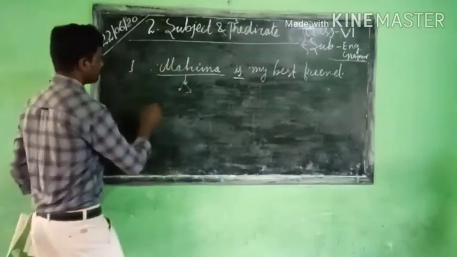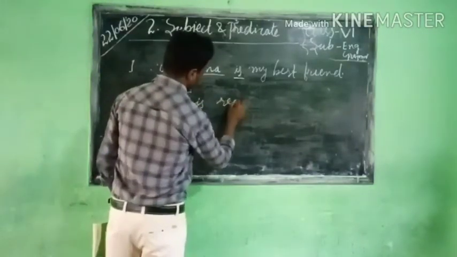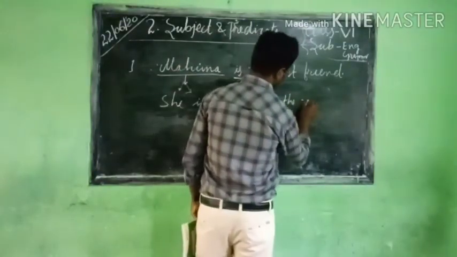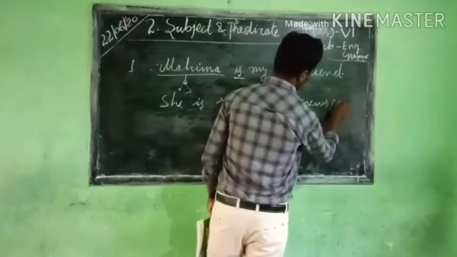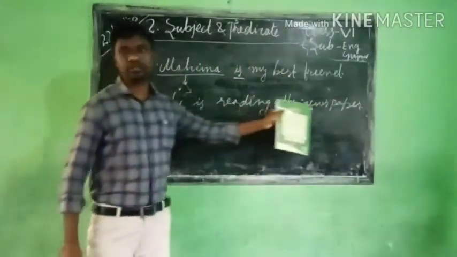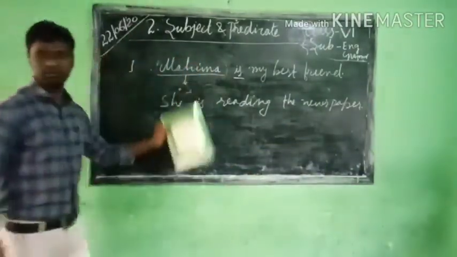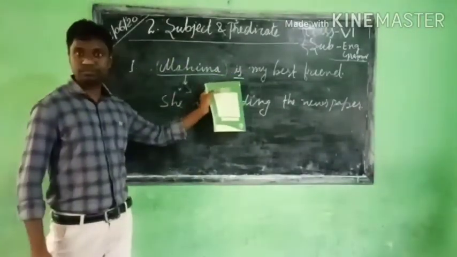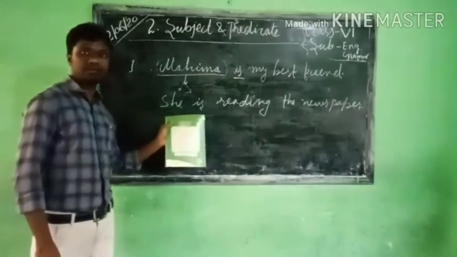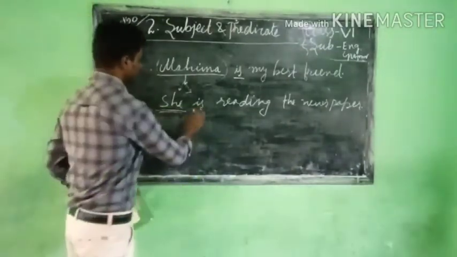For example, she is reading the newspaper. See, here it is a noun, a proper noun, followed by a verb. But here we have not used a noun, pronoun हम ले लिया है. Now second sentence, "is" is a verb.